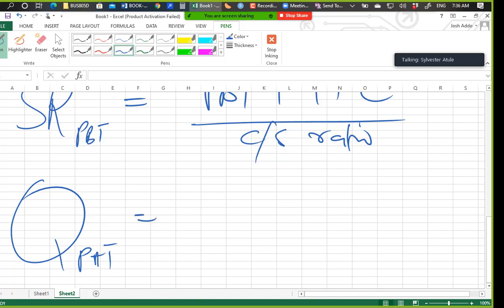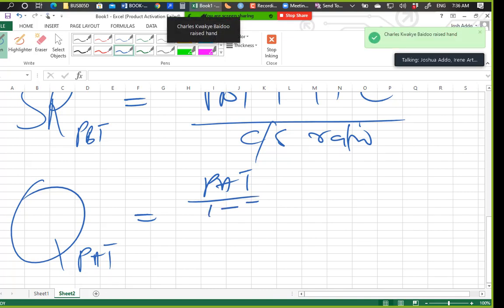The formula is profit after tax divided by 1 minus TR.